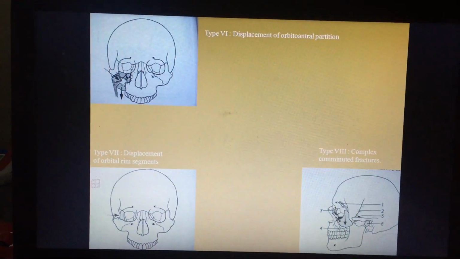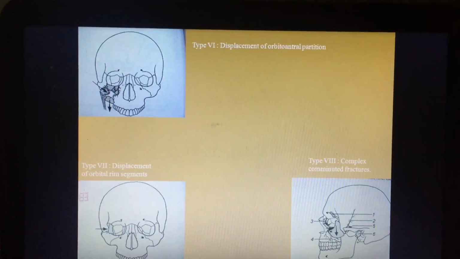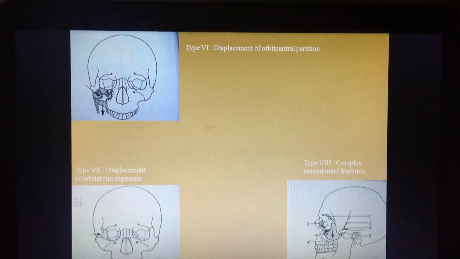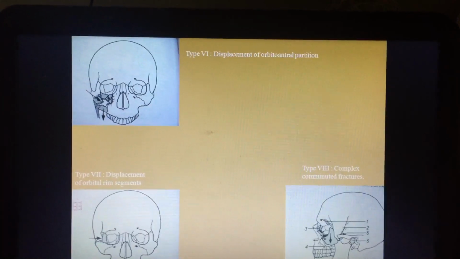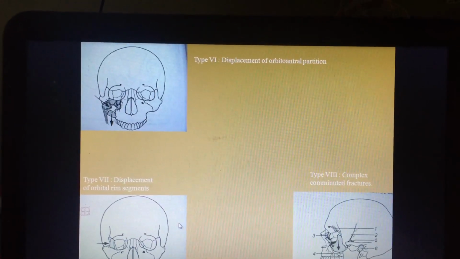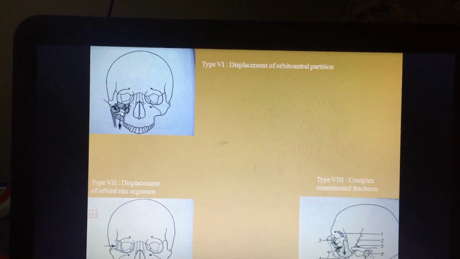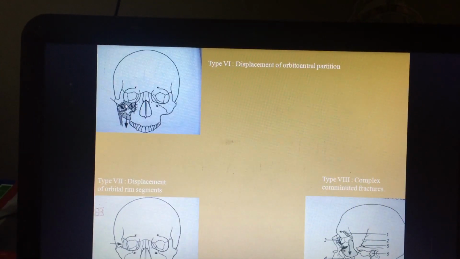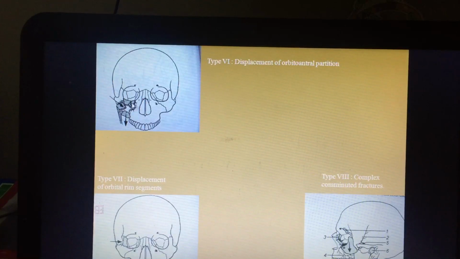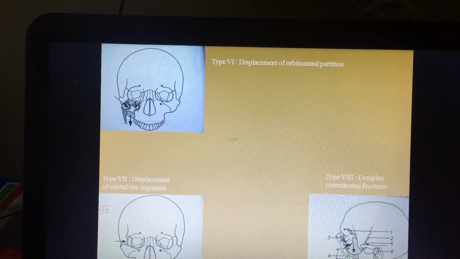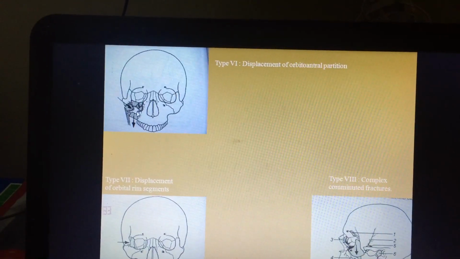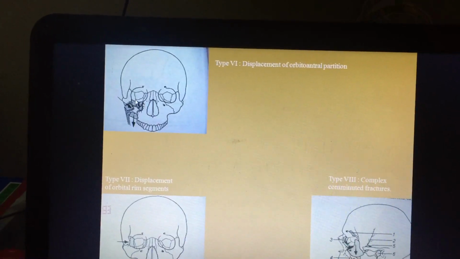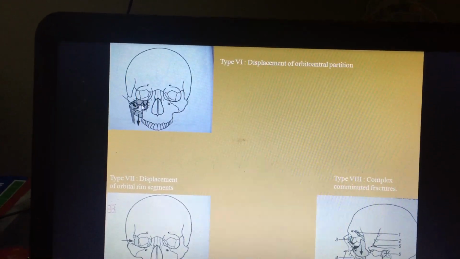on the medial side. The sixth classification is the displacement of orbitoantral partition. Here there is a fracture of such an intensity that has caused the fracture of the partition between the orbital cavity and the sinus. So it is basically the displacement of the orbitoantral partition.